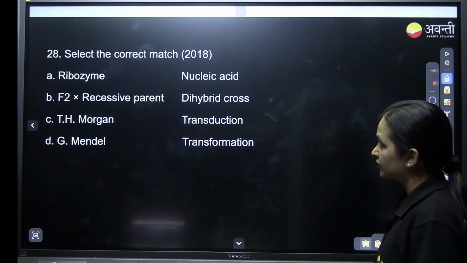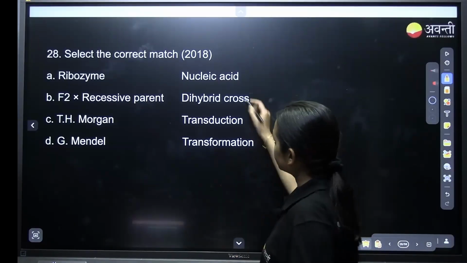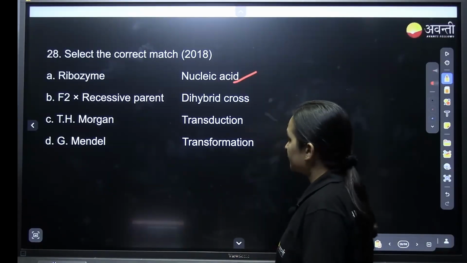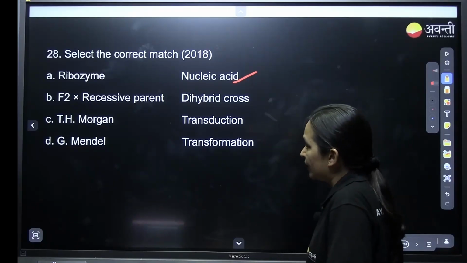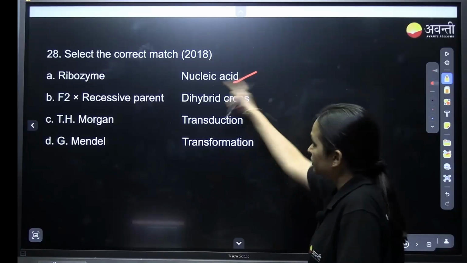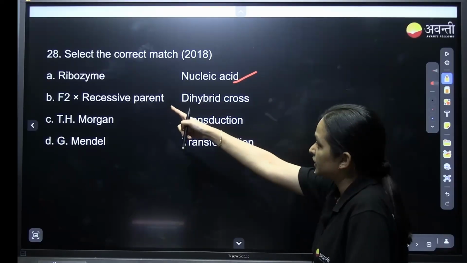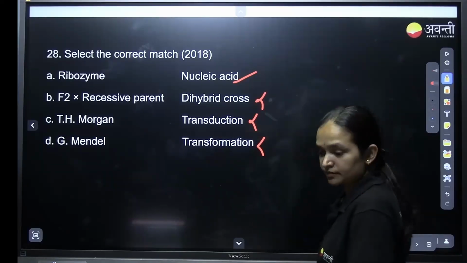Select the correct match. Ribozyme is a nucleic acid. Yes, we got it. F2 recessive parent we can find in the monohybrid cross as well. TH Morgan is for chromosomal theory of inheritance. Mendel gave the laws of inheritance. So which is the correct match? A is the correct match, all three are right matches.